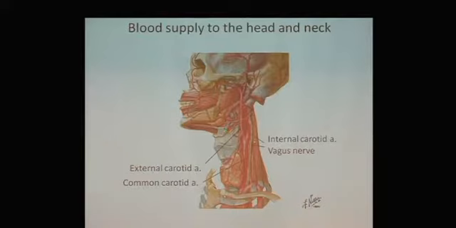Just superior to that, or just toward the head of that, the carotid artery splits into two arteries, an internal and an external carotid artery. The internal carotid artery is going to go to your brain, and your external carotid artery has many branches off of it that supply the neck, the face, the external surface of the head.